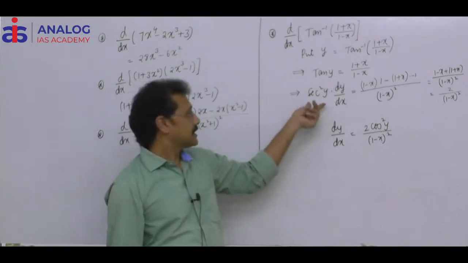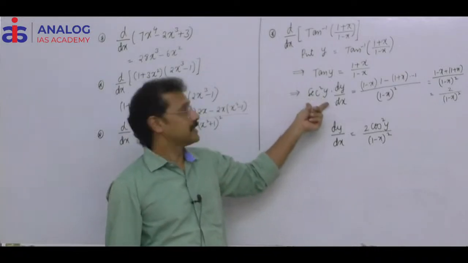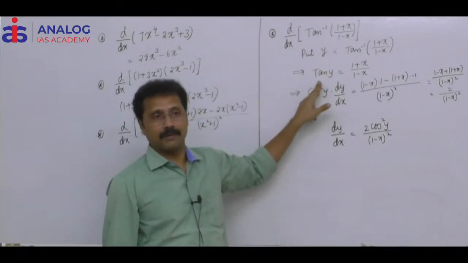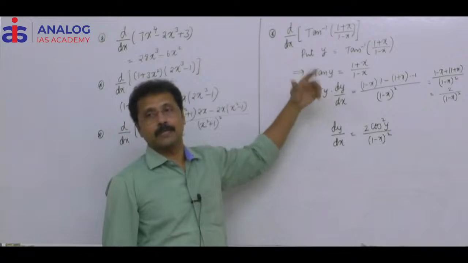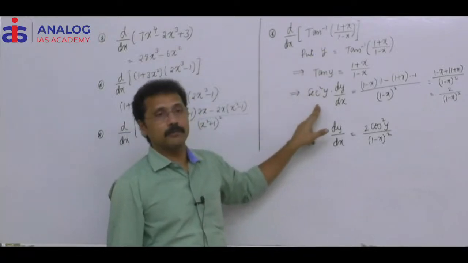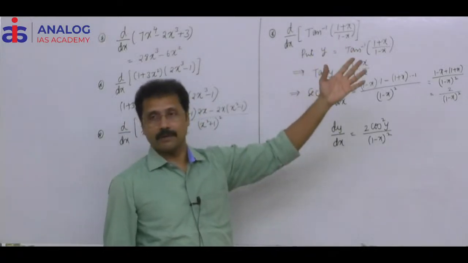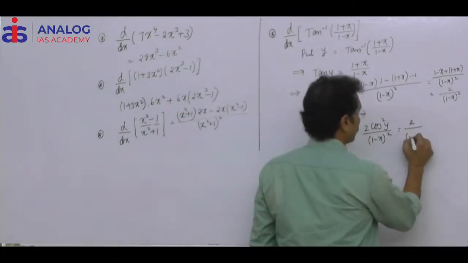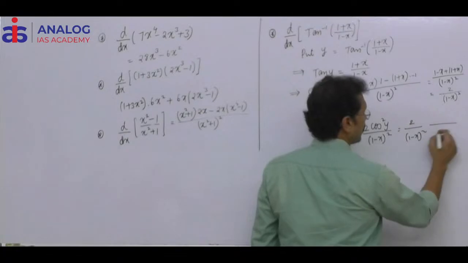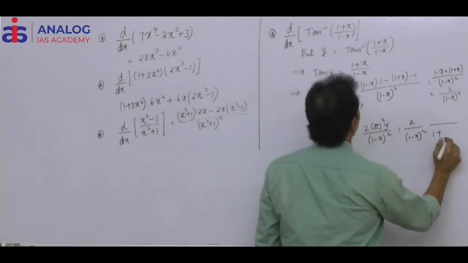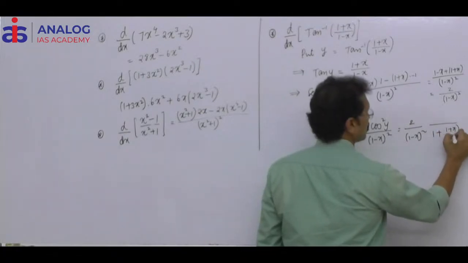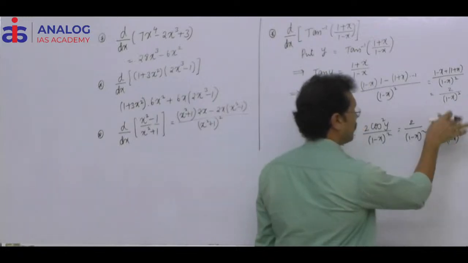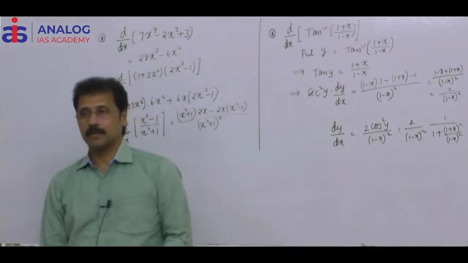Secant is already there, secant square. So secant square minus tan square equal to 1. So 1 plus tan square becomes secant square. So secant square, you put it as 1 plus tan square. So this comes out to be equal to 2 by 1 minus x whole square. Here 1 plus tan square. Tan square is 1 plus x whole square by 1 minus x whole square, whatever it comes out to be after complete evaluation.